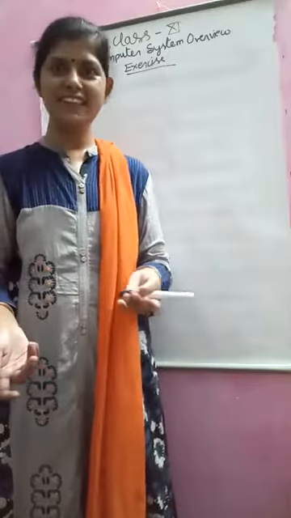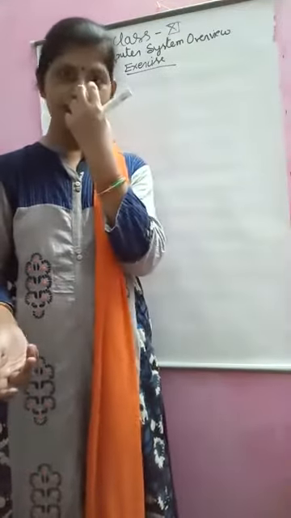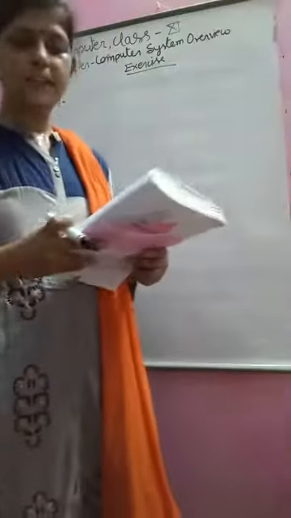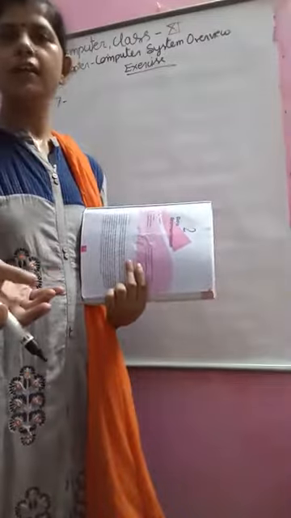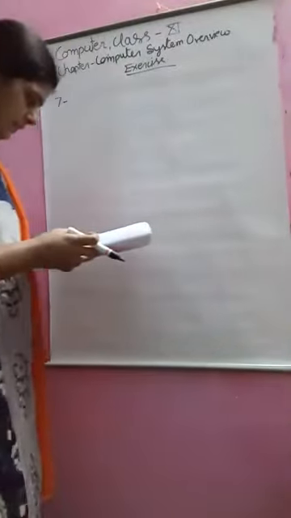Just monitor, printer, speaker, all are the output devices. Give some example of the output device. Monitor, printer, speaker, all are the output device examples.